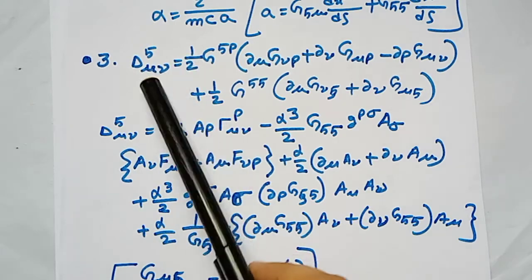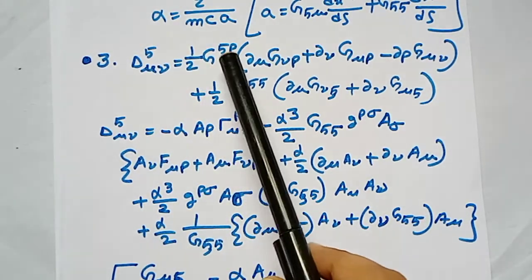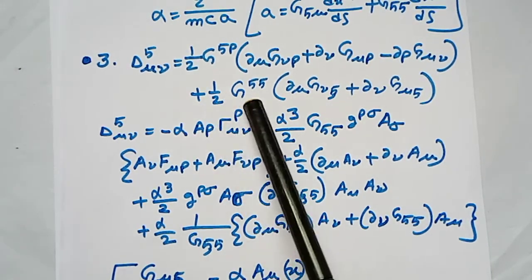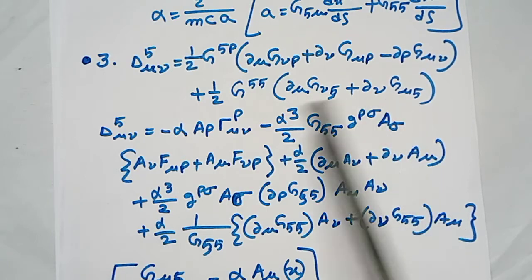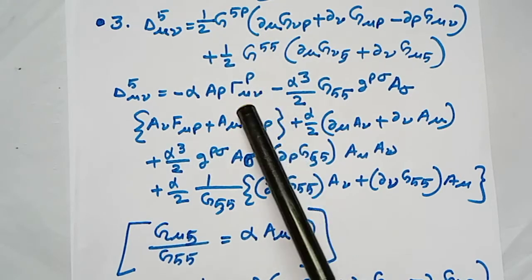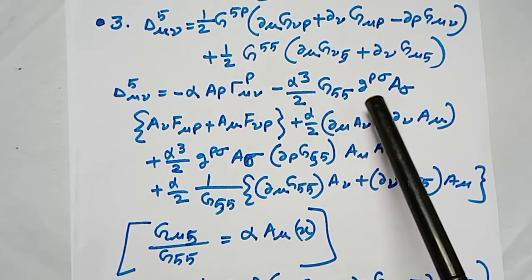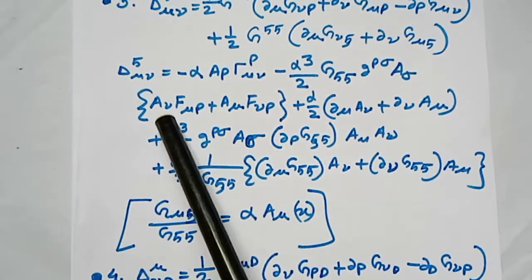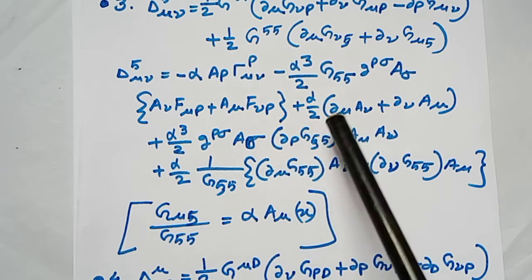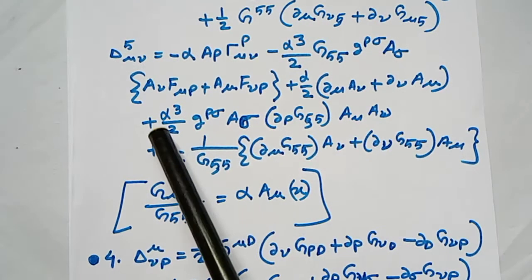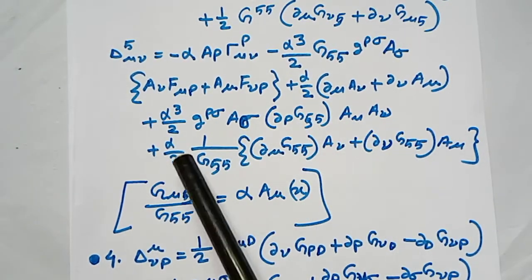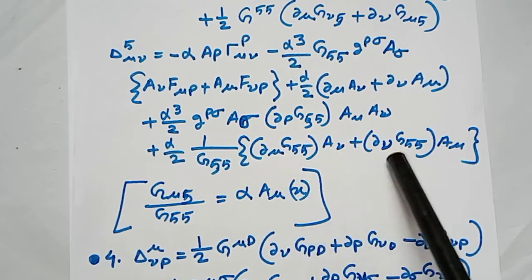Now G delta 5 mu nu half G mu 5 G half G_5 rho del_mu G_nu rho, del_nu G_mu rho minus del_rho G_mu nu, half plus half G_5 del_mu G_nu 5 plus del_nu G_mu 5 equal to delta 5 mu nu minus half A_rho del gamma rho mu nu minus del alpha cubed divided by G_5 G_rho sigma n sigma. Now A_nu G_mu rho n_mu F_nu rho plus alpha divided by A_nu plus A_nu plus alpha cubed divided by G_rho sigma A_sigma del_rho G_5 A_nu and plus alpha divided by G_5 A_mu G_5 A_nu del_nu G_5 A_mu.